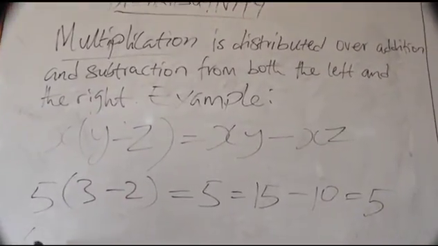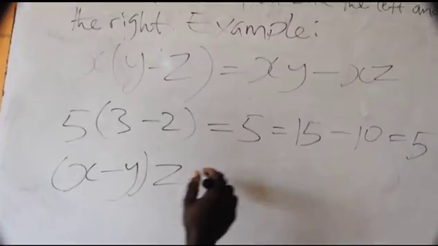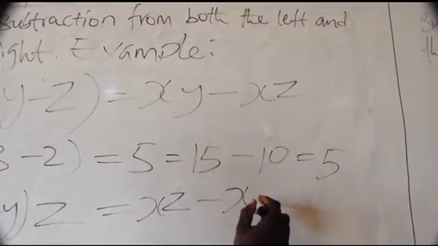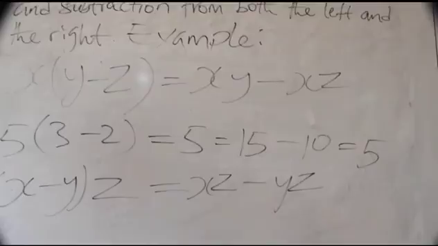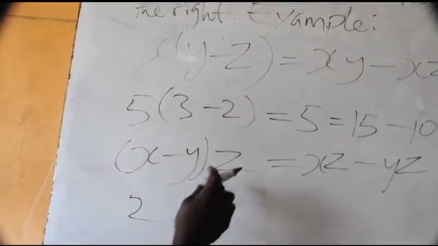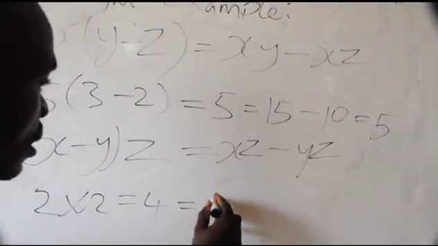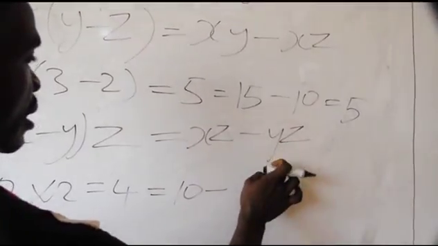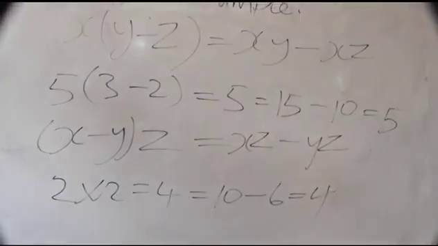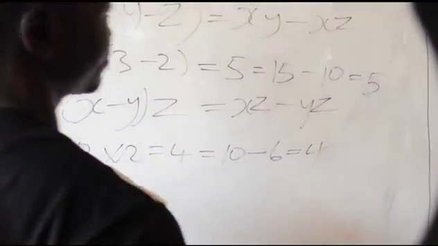And let's look at the right hand side. (x minus y) multiplied by z. So let's see if it will be equal to xz minus yz. So this is 5 and this is 3. 5 minus 3 is 2, times 2, which is equal to 4. Here, 5 times 2 is 10 minus 3 times 2, 6, which is equal to 4. So multiplication is distributed over subtraction from both the left hand side and the right hand side. And also distributed over addition from both the left hand side and right hand side.